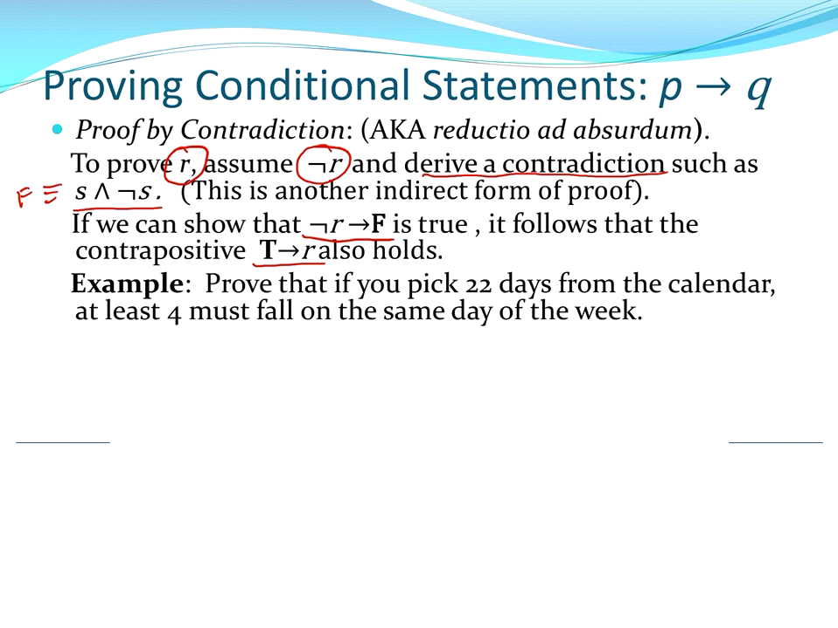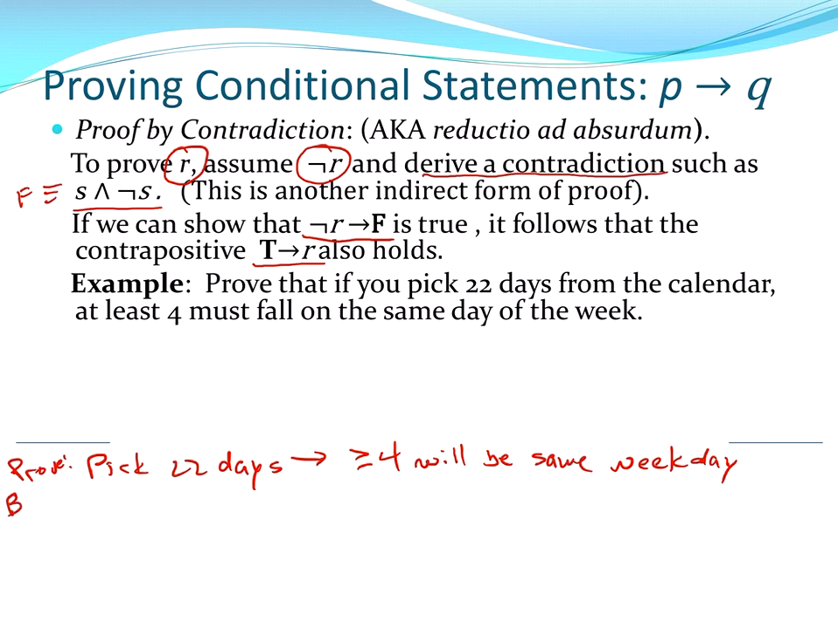We want to prove that if you pick 22 days from the calendar, at least 4 must fall on the same day of the week. So I want to write this down below as an implication, and then we're going to take the negation of it and show that a falsehood results. So, pick 22 days. That means at least 4 will be the same weekday. That's what we want to prove.